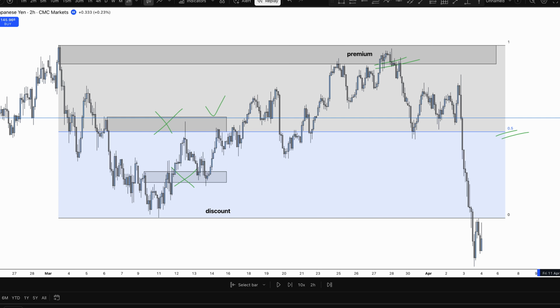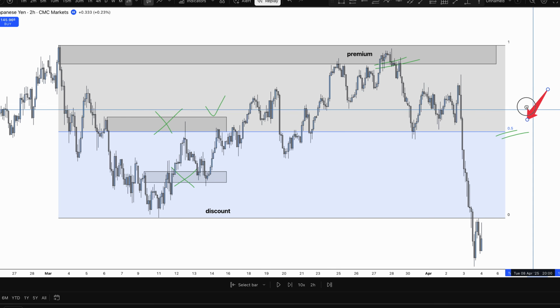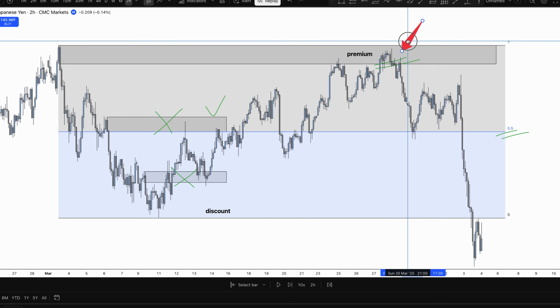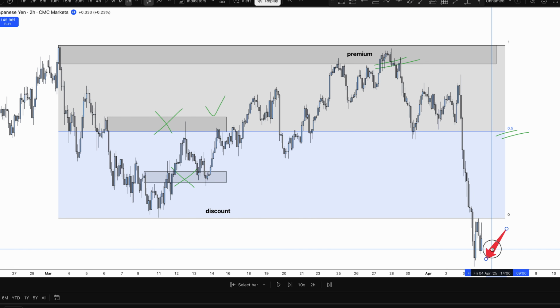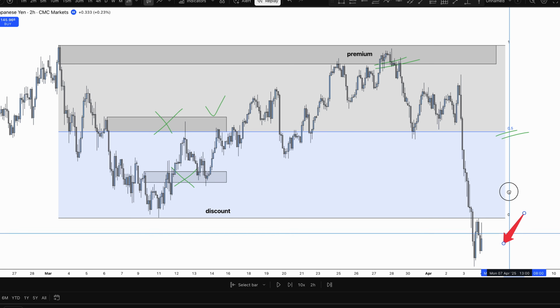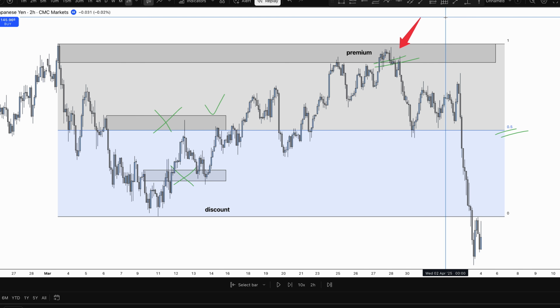So note, if you didn't know this and you sold here, you'd have been destroyed. If you didn't know this and you sold here, you'd have been destroyed. Now that you do know this and you sell here, well, then you make a massive profit. You have a much more considerable risk reward, a much bigger range to trade through, and you're just ultimately getting the best possible entry with the highest probability of success.